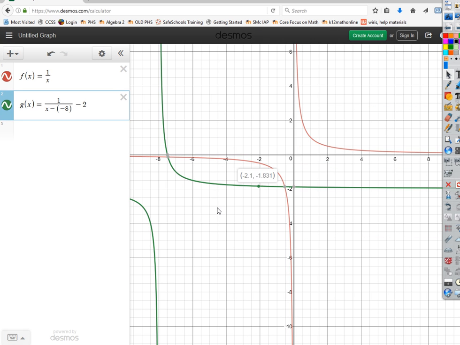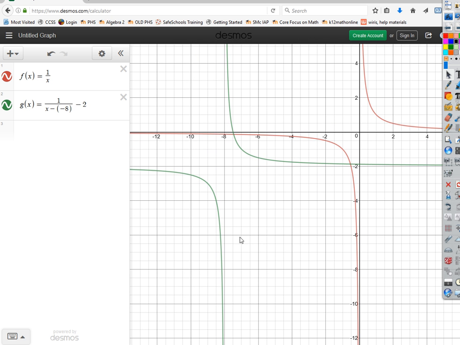Yeah, it moved the whole thing. Everybody agree? It moved the whole thing. So here's our special point right now, isn't it? Right? Yeah. It's back 8, down 2. Well, x minus -8.